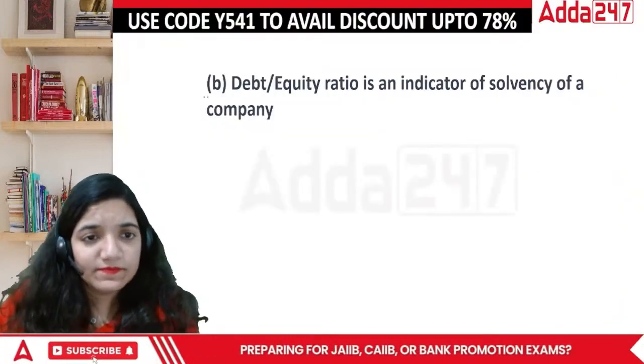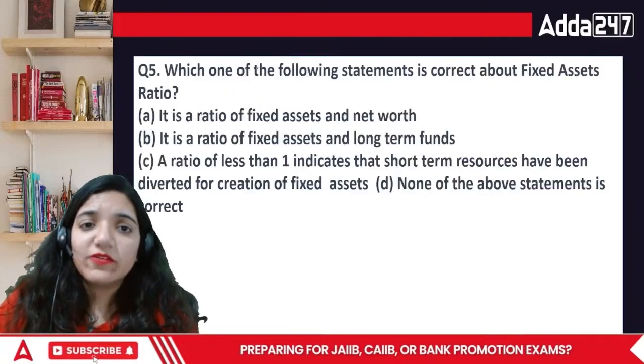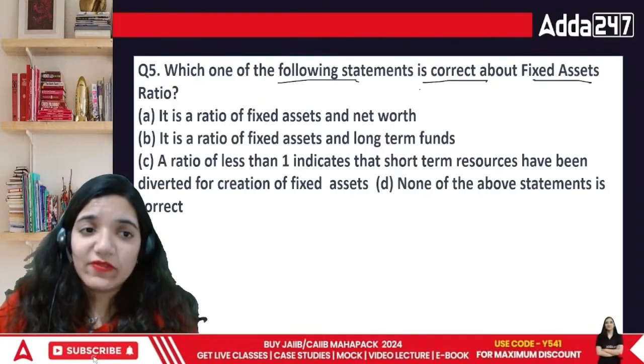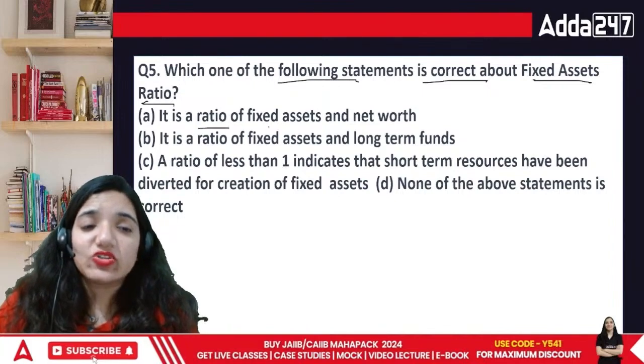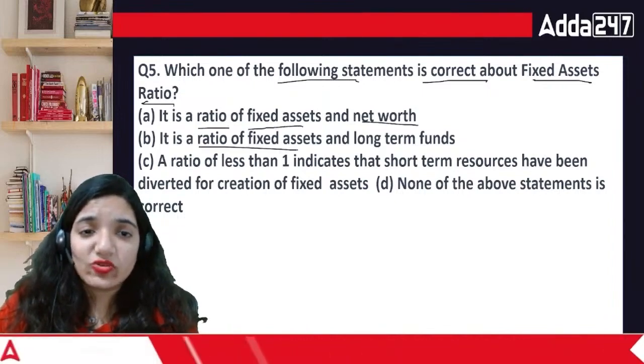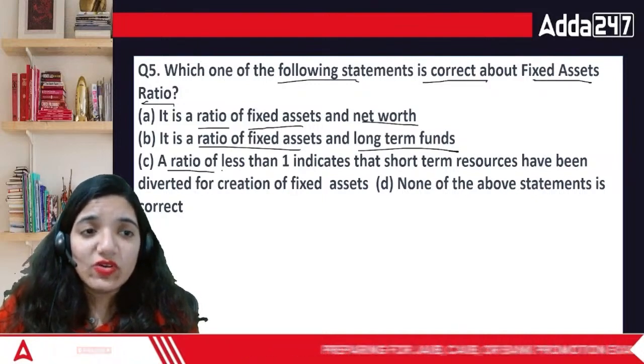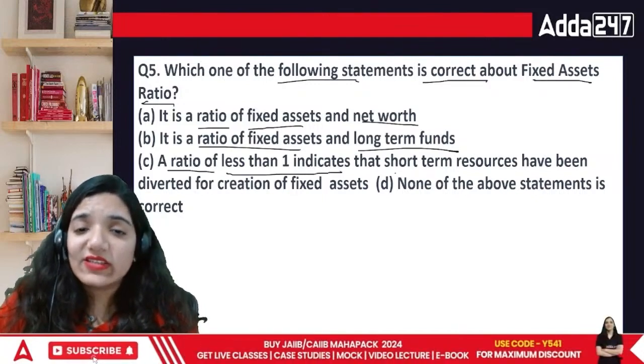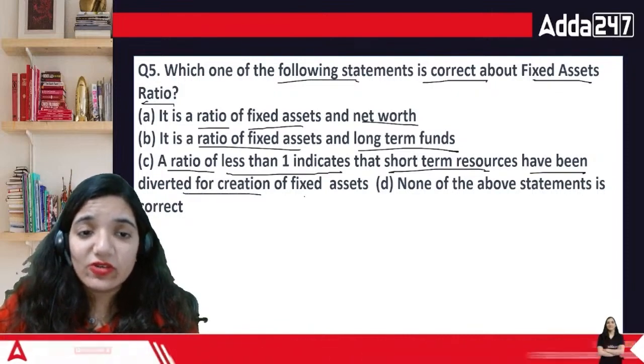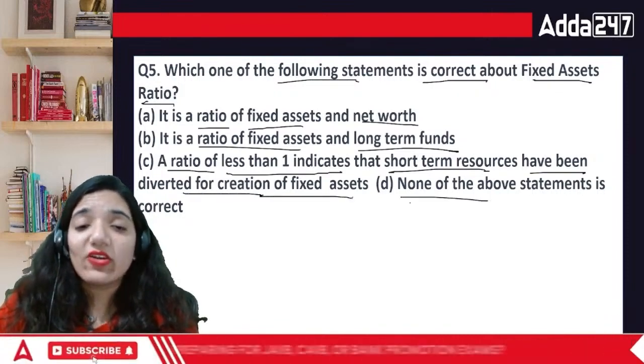It's B. Given? Which one of the following statements is correct about fixed assets ratio, everyone? It is ratio of fixed assets and net worth. It is a ratio of fixed assets and long-term funds. A ratio of less than 1 indicates short-term resources have been diverted for creation of assets, or none of the above.